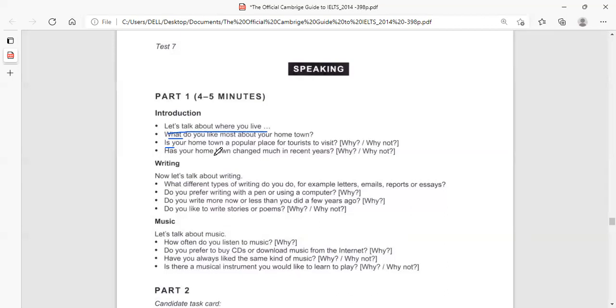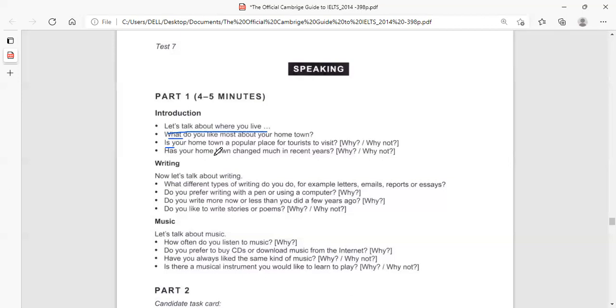So always remember that when it comes to your round one, the answer has to be very short. It has to be simple and straightforward, and it should not exceed more than 2 to 3 sentences. And at the same time, always mention why or why not.